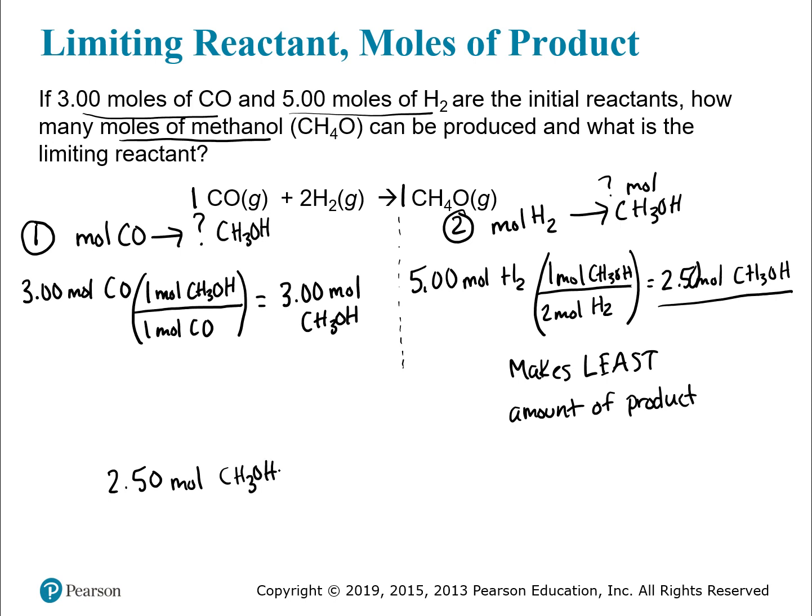Which reactant is the limiting reactant? The carbon monoxide or the hydrogen gas? We said that we're going to make 2.5 moles of methanol, and that came from the 5 moles of hydrogen gas. So the hydrogen gas is the limiting reactant.